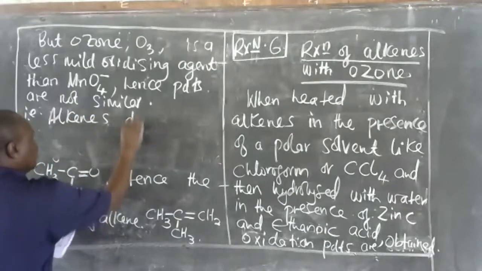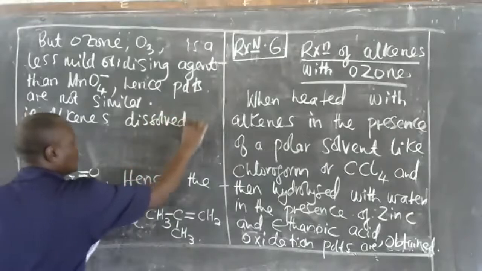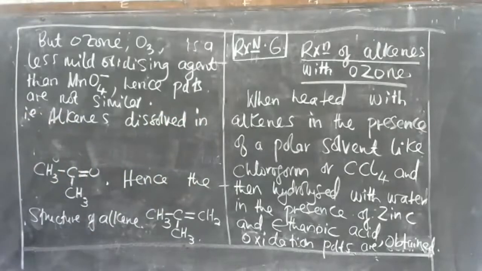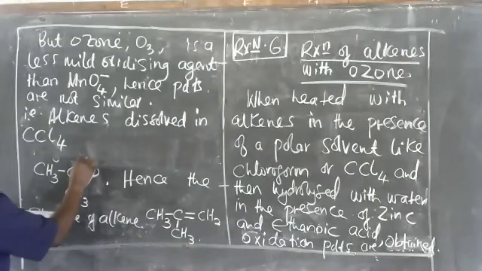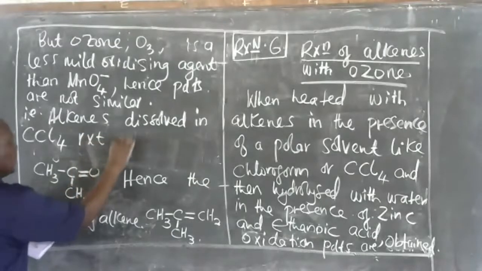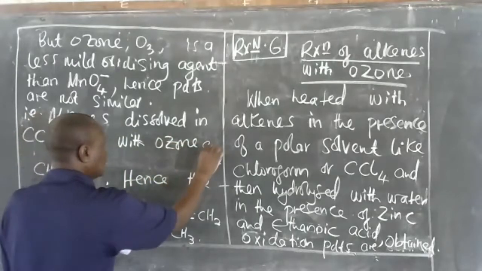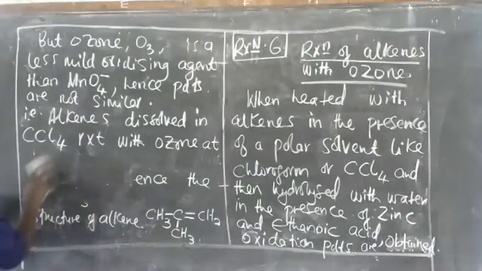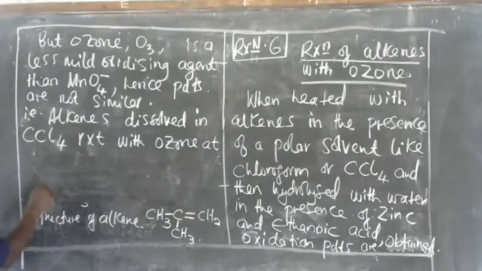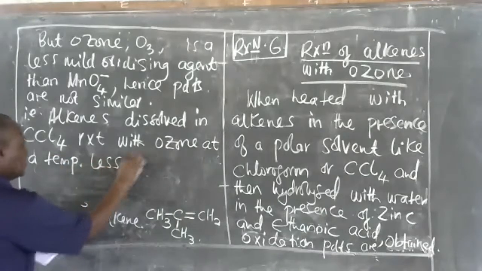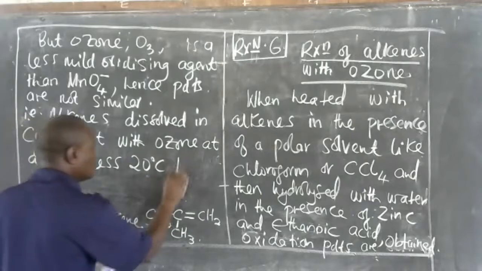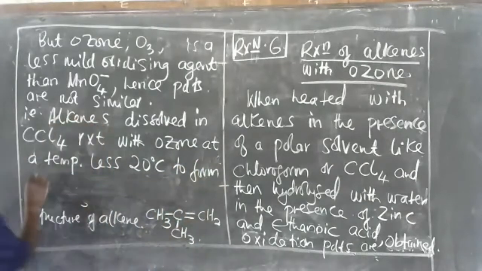Alkenes dissolved in carbon tetrachloride react with ozone at a temperature less than 20 degrees Celsius to form ozonides.